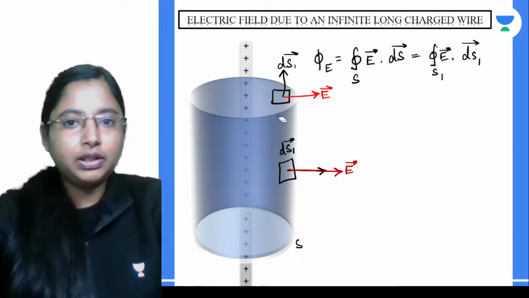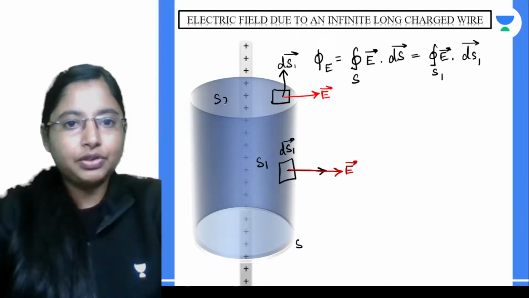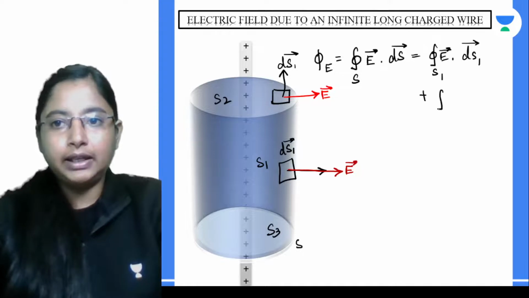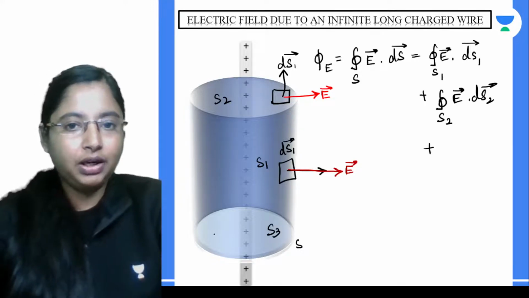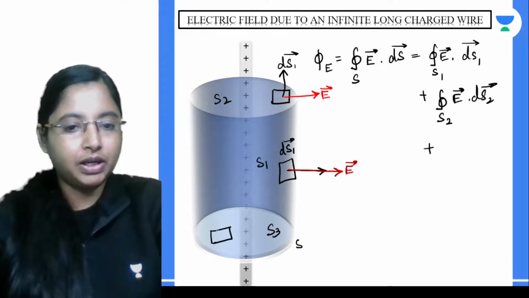So we have three surfaces: surface 1, surface 2, and surface 3. This value plus the closed integral over the surface S2 of E dot ds2, plus for the third surface, we are going to take another small surface. In this case, let's take this particular surface, and the area vector ds3 is going to be in this direction.